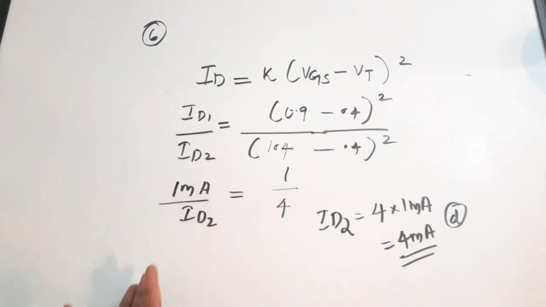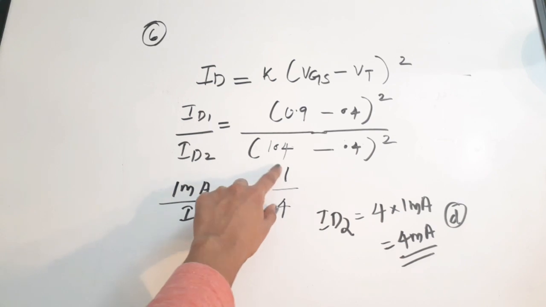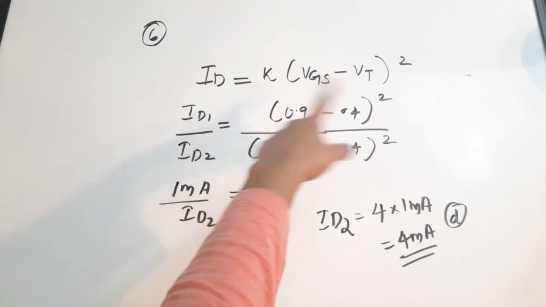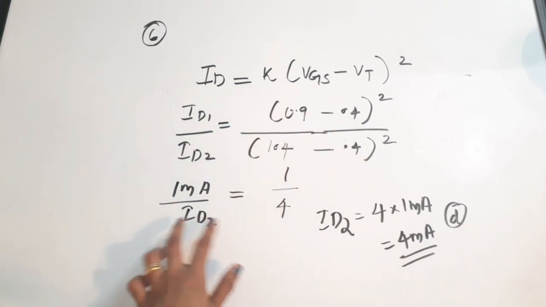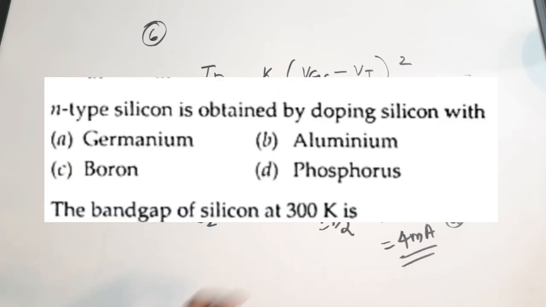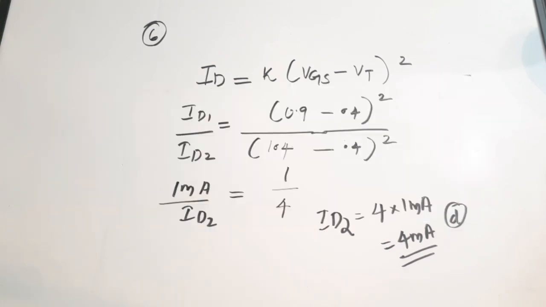Or in millivolts also you can do. No problem. Then by 1. So if you solve it, you'll get 1 by 4. And cross multiply, you'll be getting 4 milliampere. Correct answer is option D.